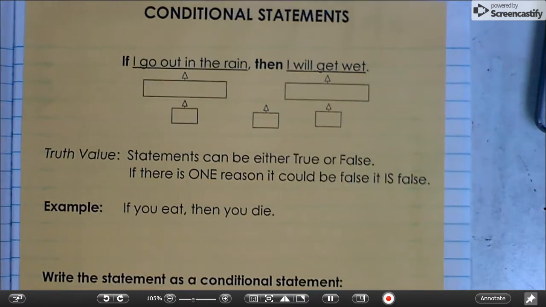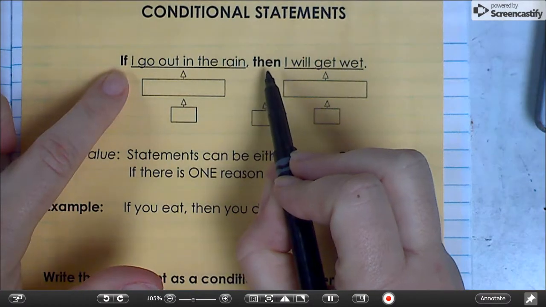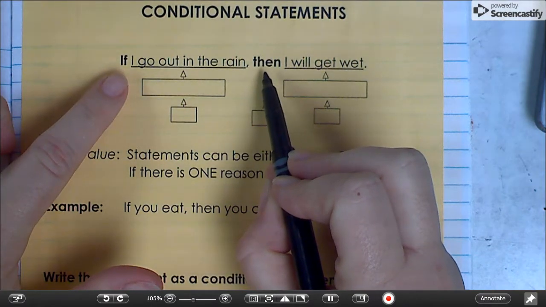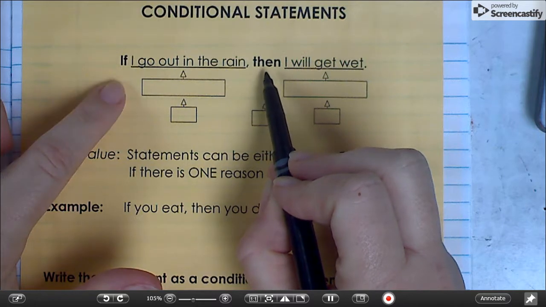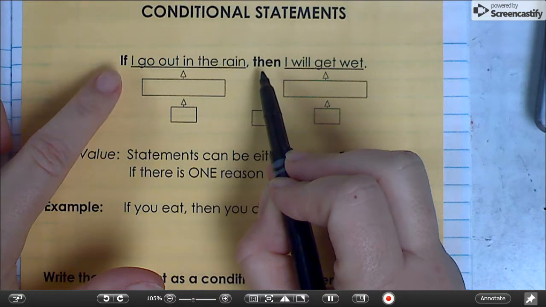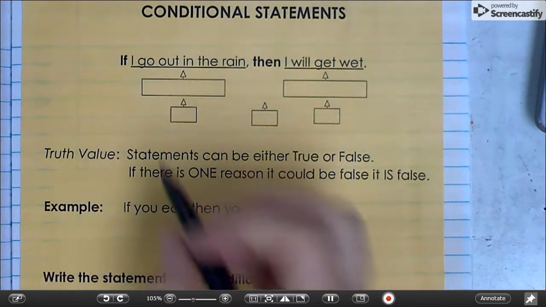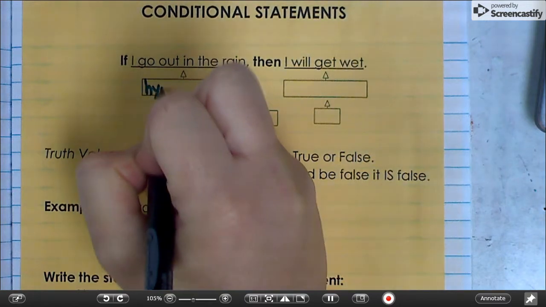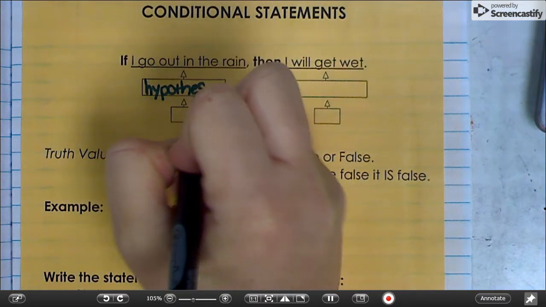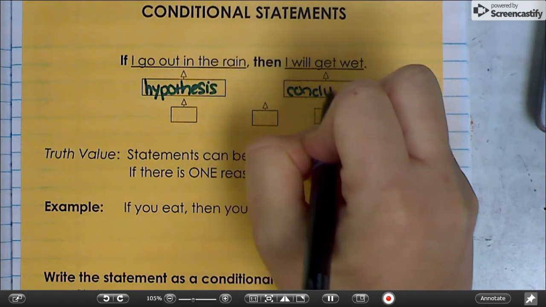In conditional statements, it's very important to understand that the if and the then are essentially stuck. They're glued to the paper, and those will never move, the if and the then. So make sure you understand that you're never going to switch them or do anything with them. They're kind of stuck where they are. The part that follows if is called the hypothesis, just like in science. And the part at the end is the conclusion, just like in science.